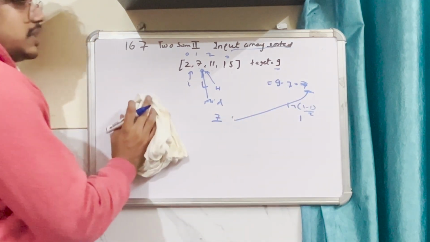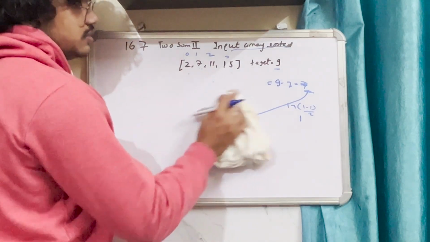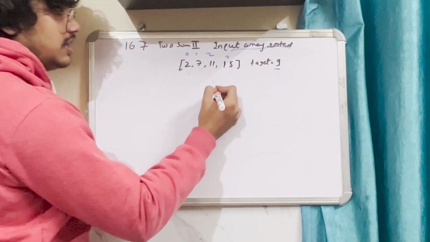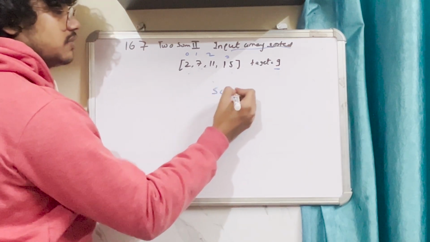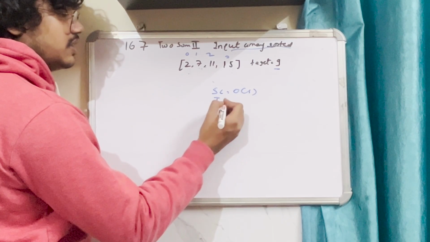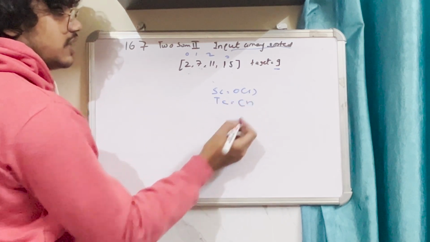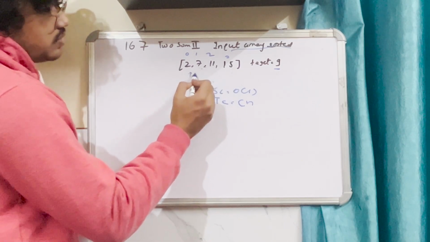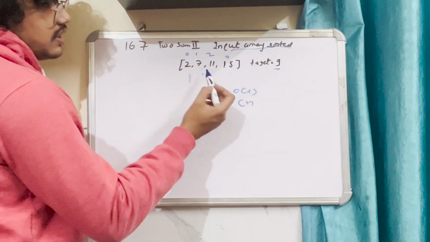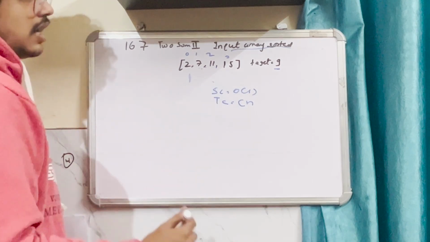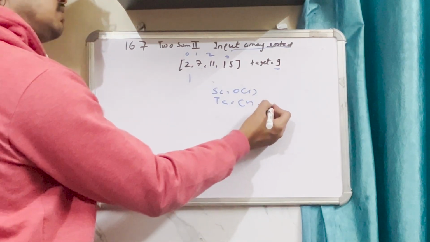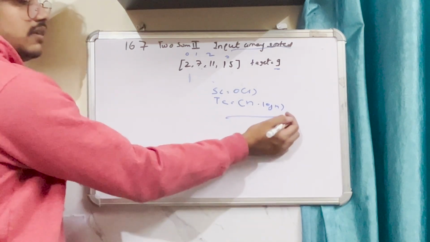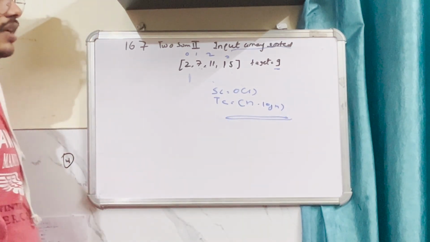So what will be the time complexity of the solution that we just thought? Definitely we are not using any space, so it will be O of 1 for space complexity. For time complexity, it will be n, since we choose each element, like 2, 7, 11 and so on, and for binary search it will be log n, so n log n. This is a good solution, it will be accepted, it won't give TLE.